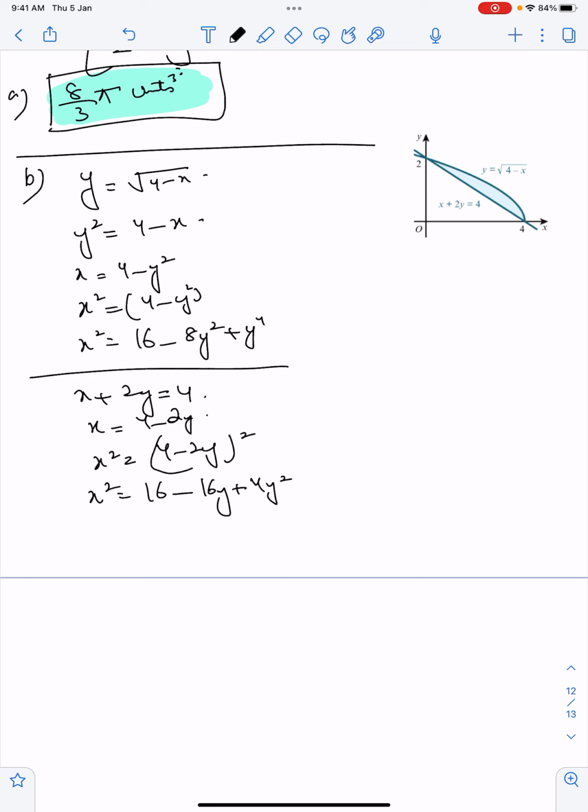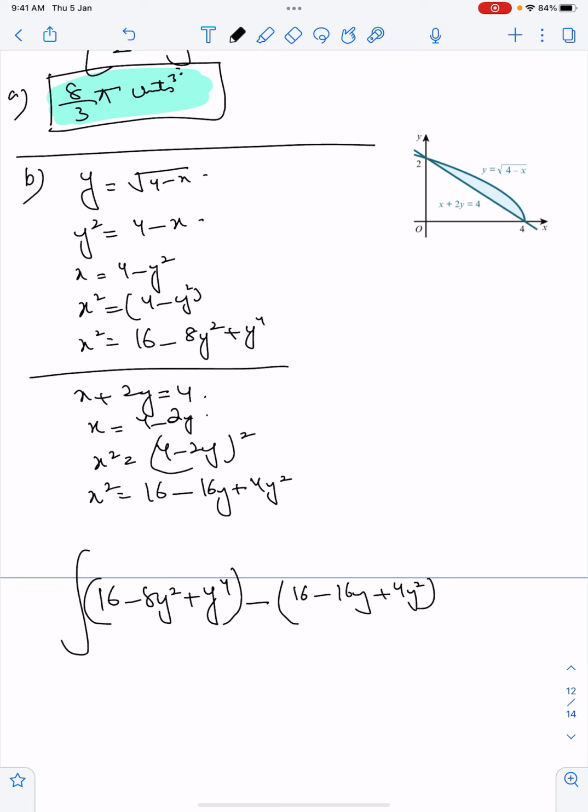Okay, now what we're going to do is simply subtract the two. As with rotating about the x-axis, you have to see which curve is above and which is below. Here also you have to see which one is above, which is below. If you rotate it through the y-axis, this is above and this is below. So this minus this. If I take this minus this, it will be integration of 16 minus 8y square plus y to the power 4, minus 16 minus 16y plus 4y square. You have to apply the boundaries of the y-axis, which are 2 and 0, and a pi outside, obviously.